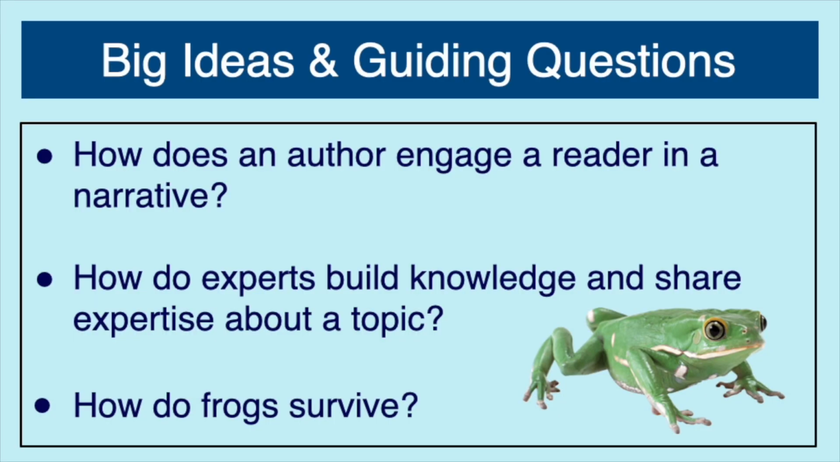How does an author engage a reader in a narrative? How do experts build knowledge and share expertise about a topic? How do frogs survive? Students will learn an effective narrative includes a beginning that sets the scene, a middle with a problem and character response, and an ending that resolves the issue. They will also learn that experts gain knowledge by studying a topic deeply and share it through writing and speaking. They discover that frogs have special adaptations that help them survive in different environments.